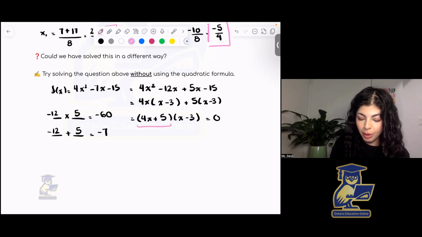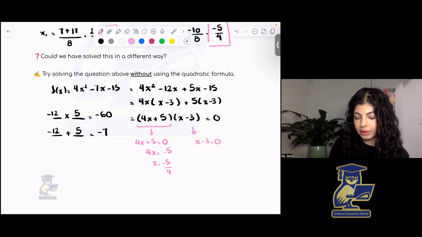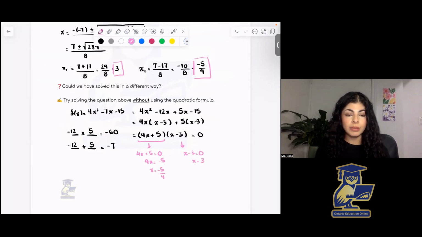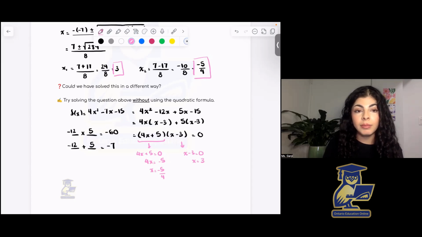So now, using the zero product property, I will let 4x plus 5 equal 0, so that x is negative 5 over 4. And here, x minus 3 equal to 0 means that x has to be 3. And we check from our solutions above, and they do match, which is what we were expecting. So you can apply either method. As mentioned last time, the quadratic formula will give you the answer right away, but if you factor it, it also helps, especially when we are looking at the graph. So we'll see that shortly.